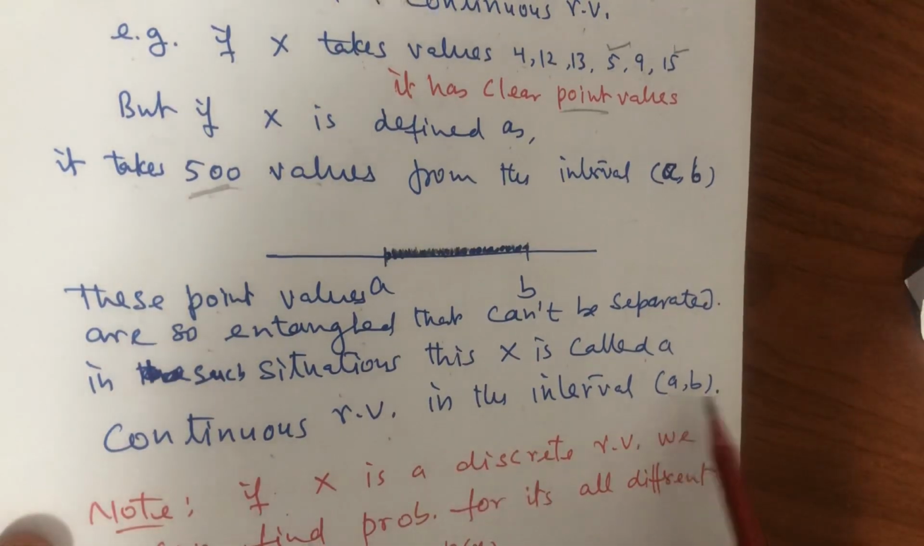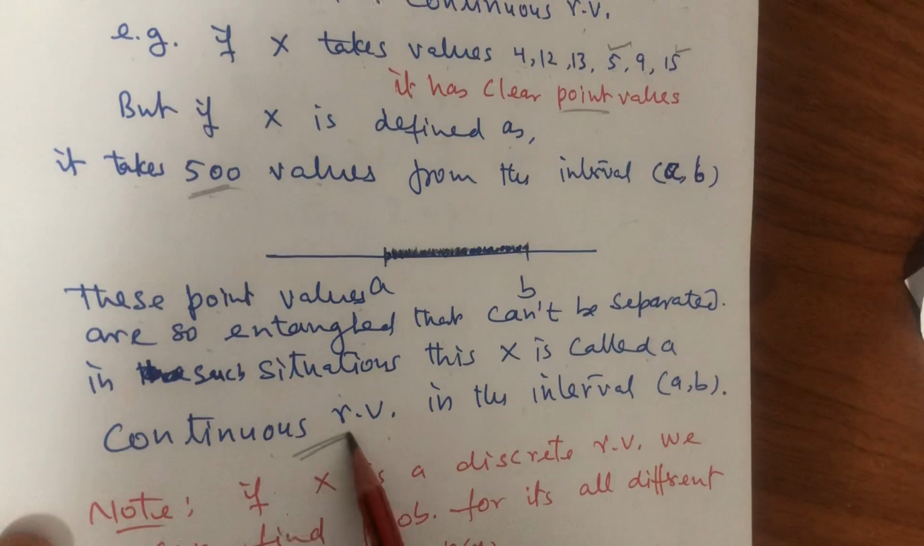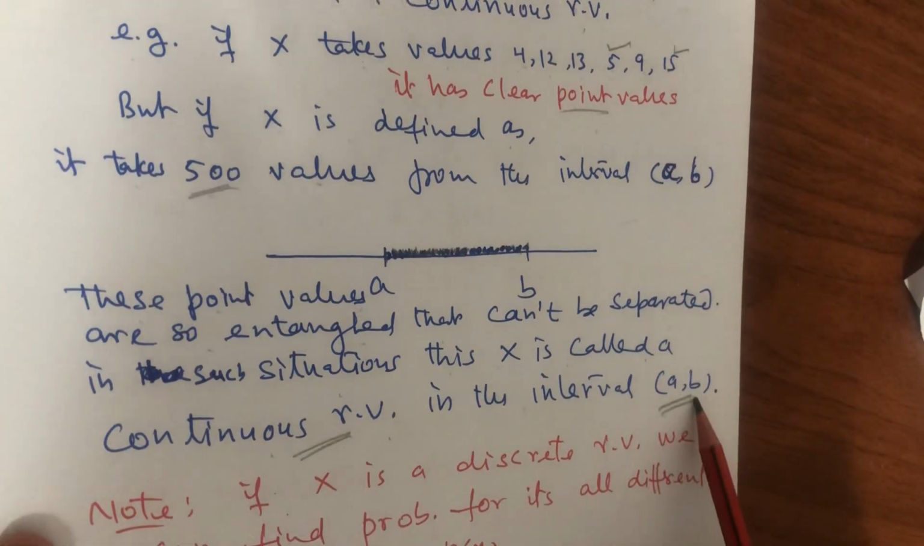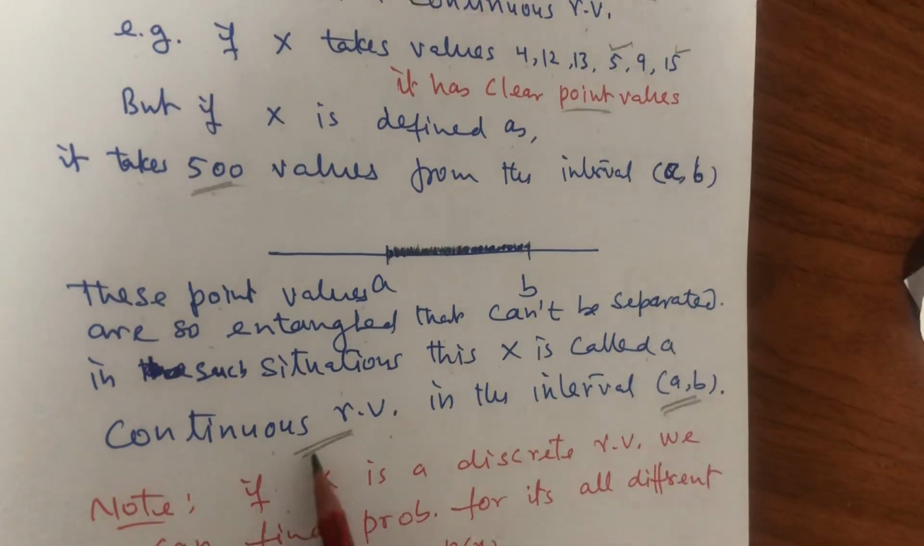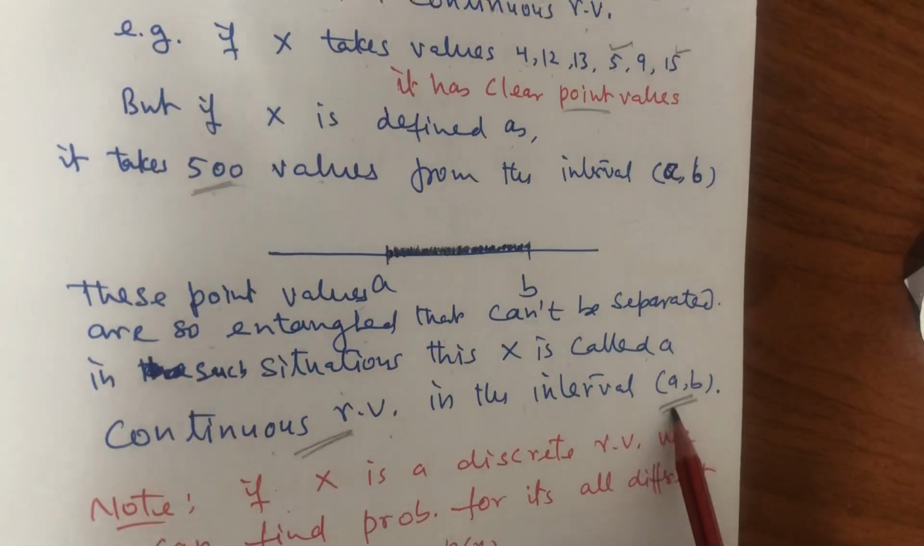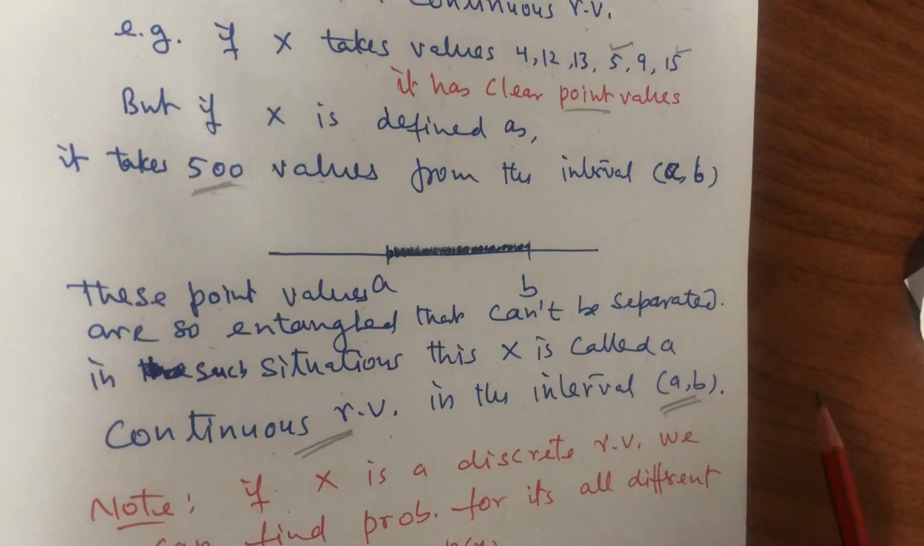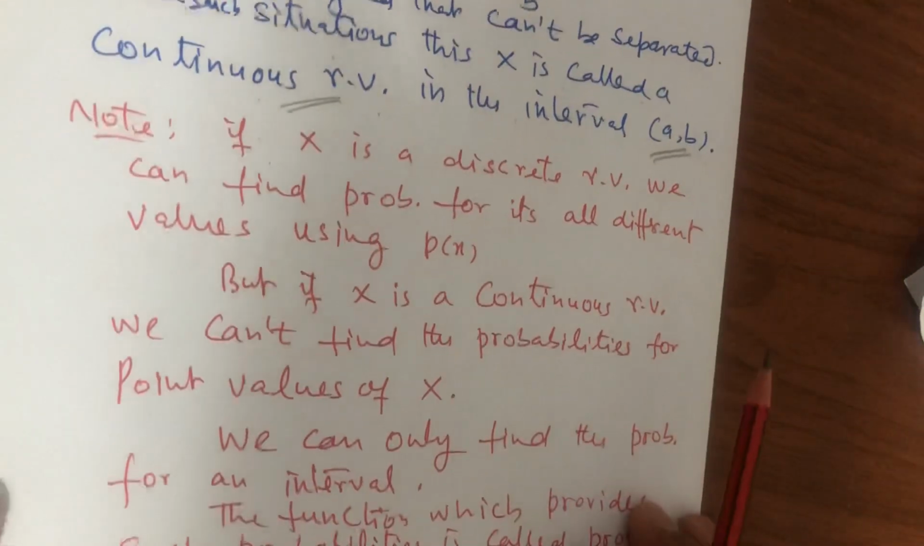In such situations, this X is called a continuous random variable. Whenever we say continuous random variable in the interval a to b, the interval goes together with it. It is continuous in this interval. Outside this interval it may or may not be continuous, but in this interval it is continuous. Okay, see the notes.